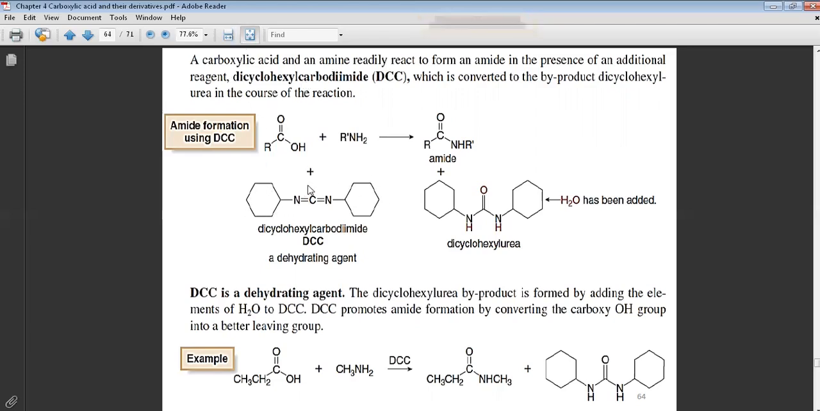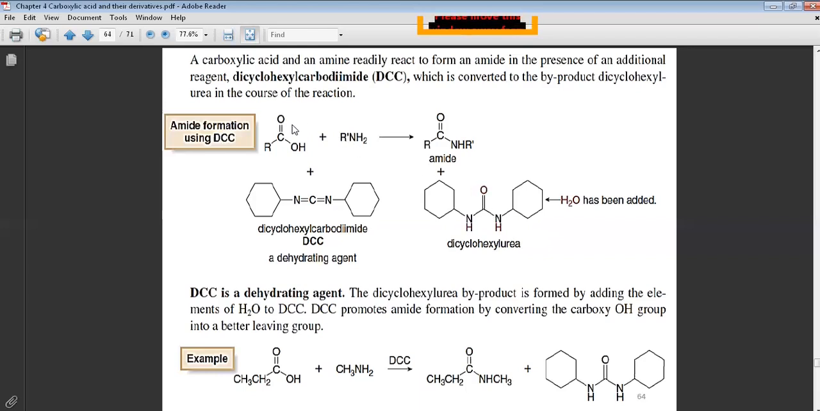dicyclohexyl. We have dicyclohexyl carbodiimide, abbreviated DCC. DCC, dicyclohexyl carbodiimide, is the reagent which is converted to the byproduct, dicyclohexyl urea. You know the structure of urea, NH2, carbonyl, NH2. This is the urea.